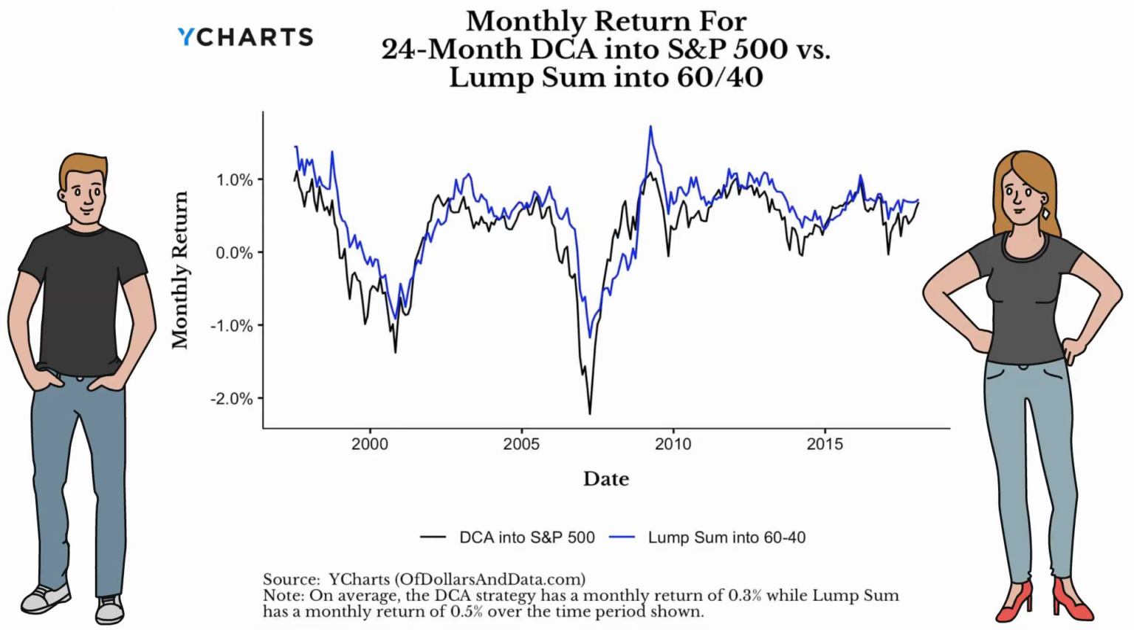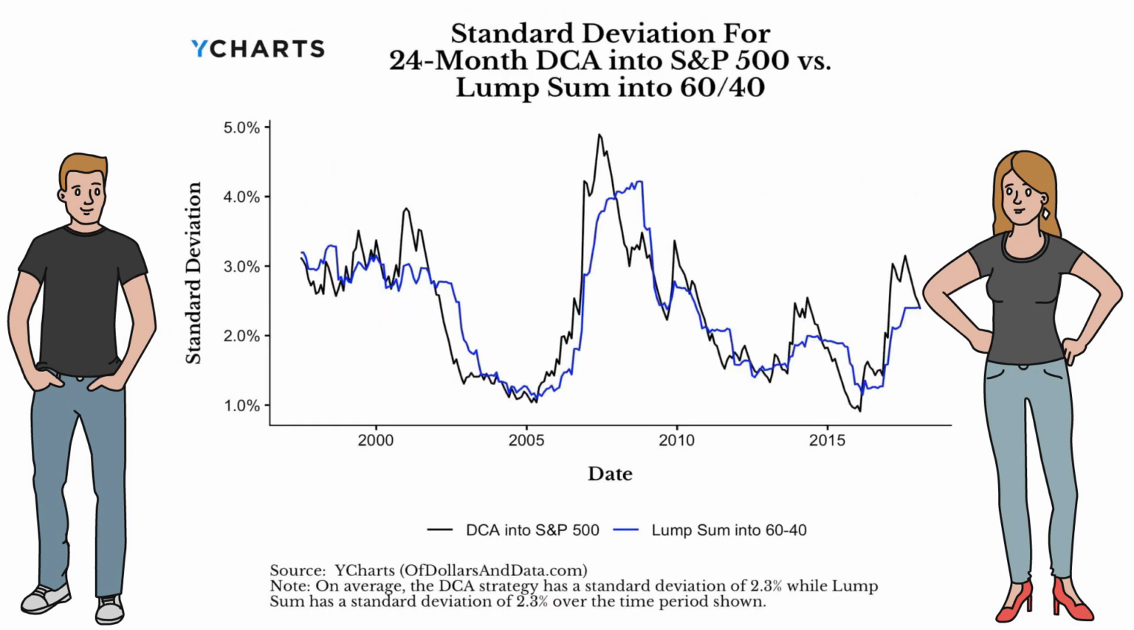Maggie explains that if he's worried about risk, he can invest 60% in the S&P 500 and 40% in bonds and still outperform dollar cost averaging, achieving a 0.5% monthly return instead of a 0.3% monthly return. Not only that, but as can be seen in this chart, the volatility of both methods is identical at 2.3% over this time period. Maggie points out that this means lump sum investing is still better and she can achieve superior returns with the same volatility.